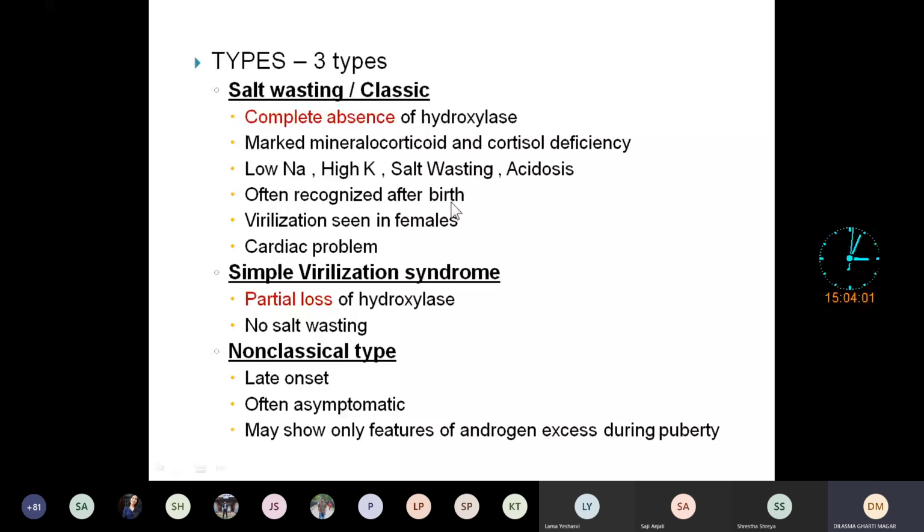Okay. So here virilization is seen in the case of females, and then there are cardiac problems in the case of the salt wasting or classical type. And in the case of the simple virilization syndrome, there is a partial loss of the hydroxylase, a partial loss of this enzyme, so that's why there is no salt wasting.